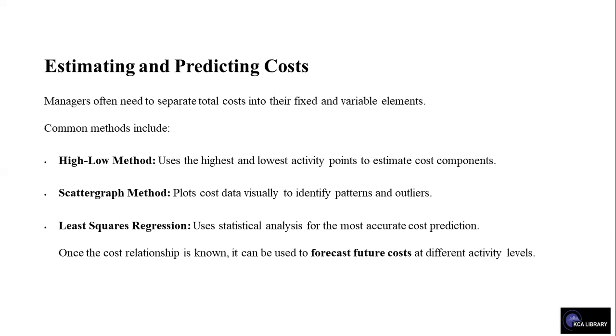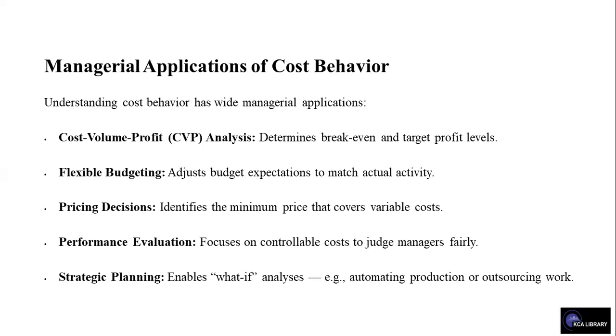And for the scatter graph method, we plot cost data visually to identify patterns and outliers. And the least square regression uses statistical analysis for the most accurate cost prediction. And once the cost relationship is known, it can be used to forecast future costs at different activity levels.